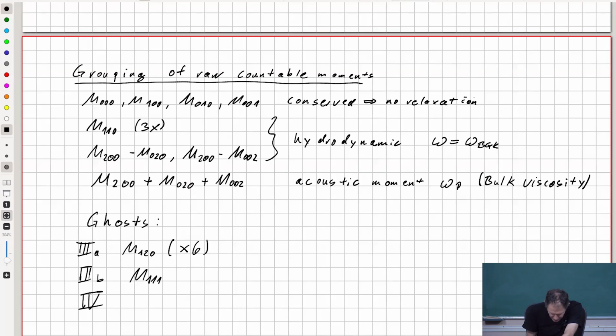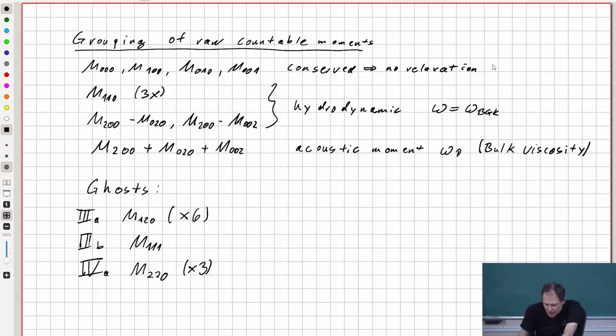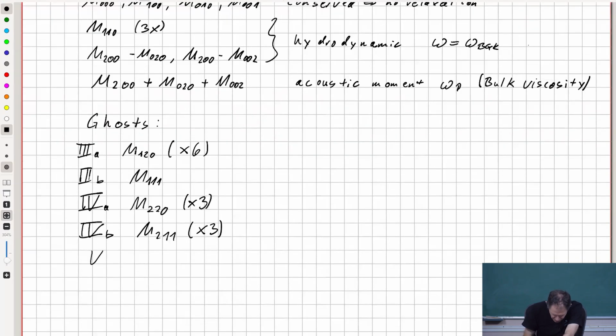Then we have the fourth order moments, category 4A is M220, of which we have 3 permutations. And then we have category 4B, M211, of which we have 3 permutations. And then we have the category 5, M221, of which there are 3 permutations. And then there is the 6th one, of which we have only 1 permutation.